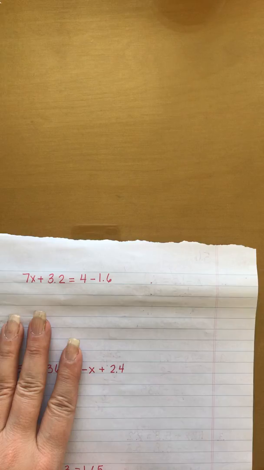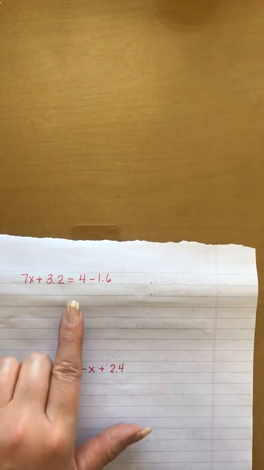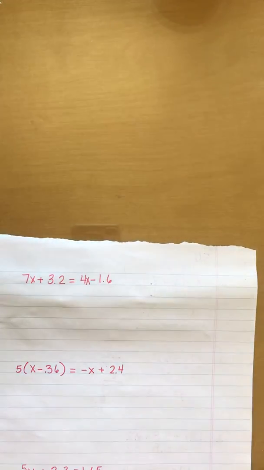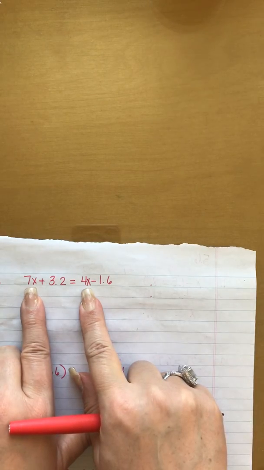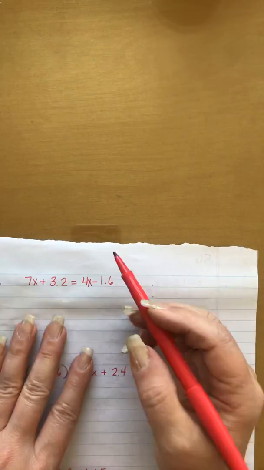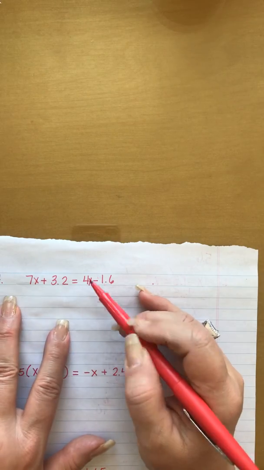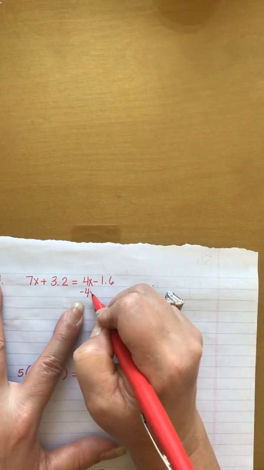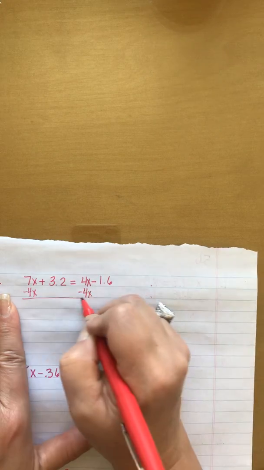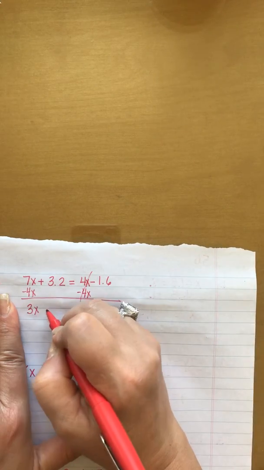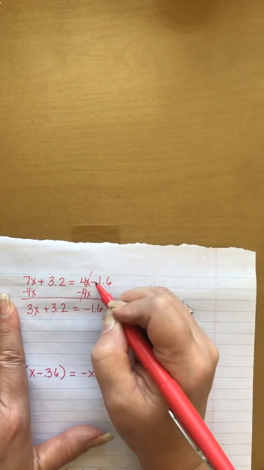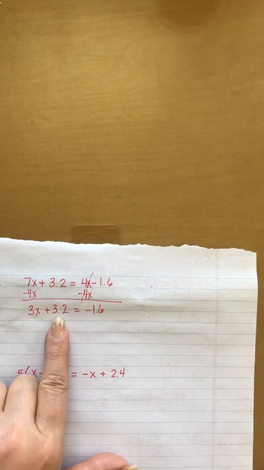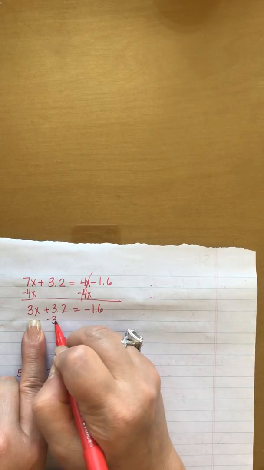Example number 4, okay? And I have this written wrong. It's 4x. So for this one, this is going to be a multi-step equation. We want to get our variables together, and we want to get our numbers on the other side. So I always start with the smaller variable. So this is the smaller one. So I'm going to swing 4x to the other side, subtract 4x. So I get 3x plus 3.2 equals negative 1.6. Don't forget that negative.